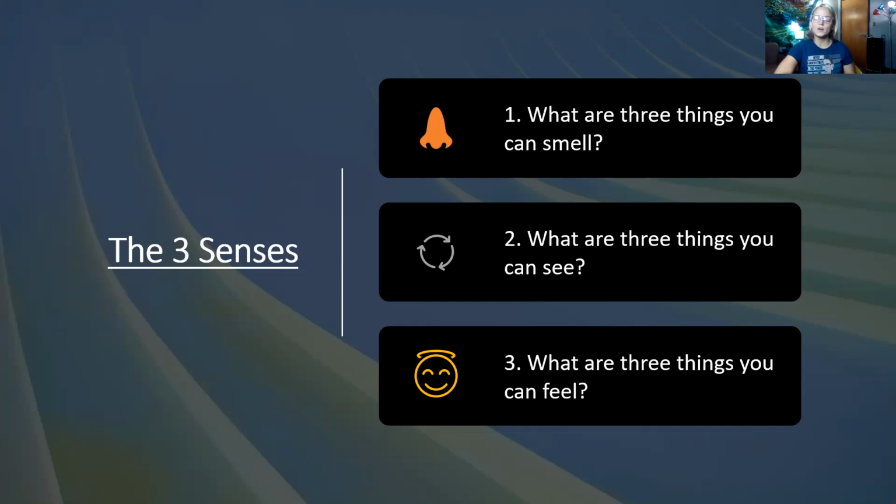Then finally, noticing what are 3 things you can feel. This could be applied to both a physical feeling or an emotional feeling. So maybe it's something that you can feel that you're wearing. I can feel the glasses touching my head. I can feel the shirt that I'm wearing. I can also feel my heartbeat when I place my hand on my heart.